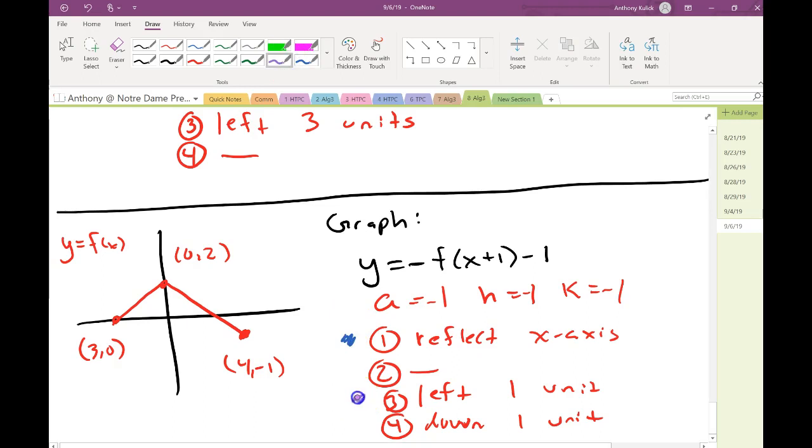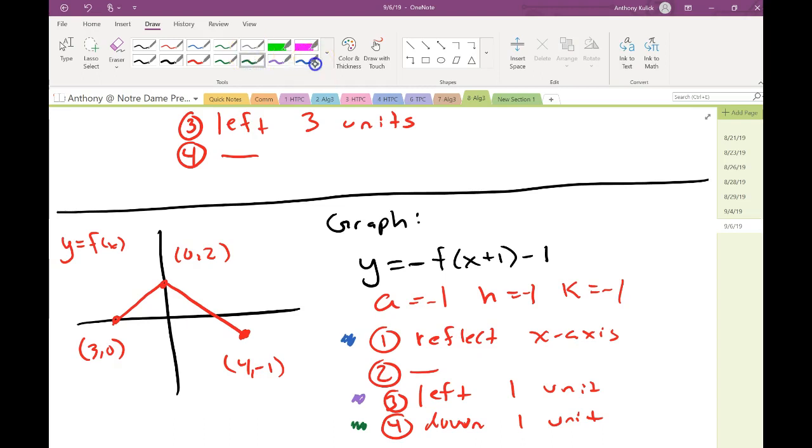And then I'm going to take my blue graph and do the transformation 3 to it and graph that in purple. And then I'm going to look at the purple graph, do the transformation 4 to it, and draw that graph in green. And that'll be my final answer. Is everybody okay with that plan? Okay?